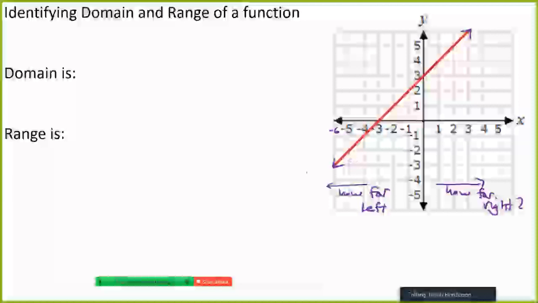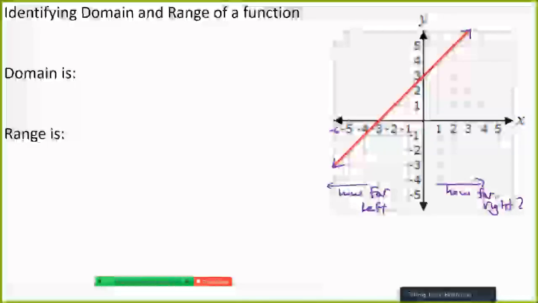Well, it goes forever to the left and forever to the right in this case for this straight line. So our domain, here's how we say that. Negative infinity, comma, positive infinity. That little sideways 8 symbol, that means infinity. It means it goes on forever.